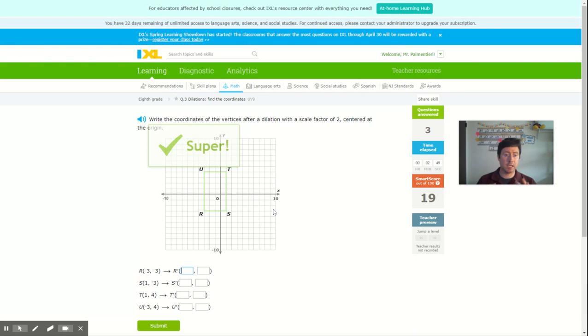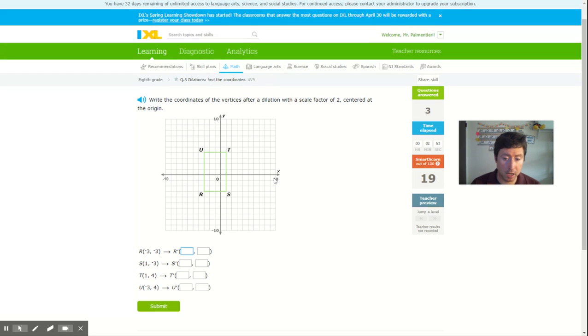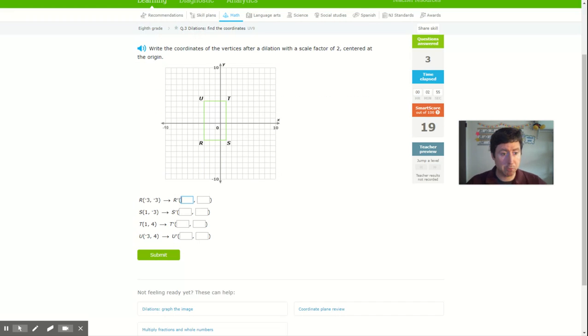Okay, that's it. So if it's a whole number, you multiply. If it's a fraction, you divide by its denominator, and you're dividing the points. Because remember, when you divide, you're shrinking the figure. When you multiply, you're stretching the figure.